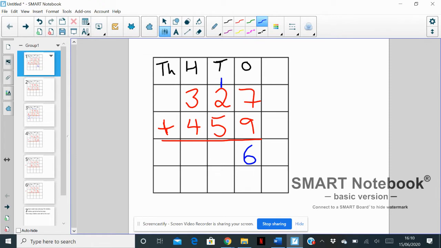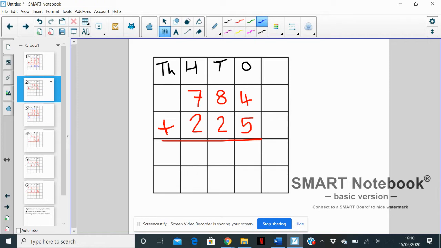Now I can add my tens column. So I've got the 1 ten that I regrouped, and then I've got 2 tens and 5 tens. So altogether, that gives me 8 tens. Now I can add my hundreds. I've got 3 hundreds and 4 hundreds, which gives me 7 hundreds. So my answer is 786. Let's have a look at another one.